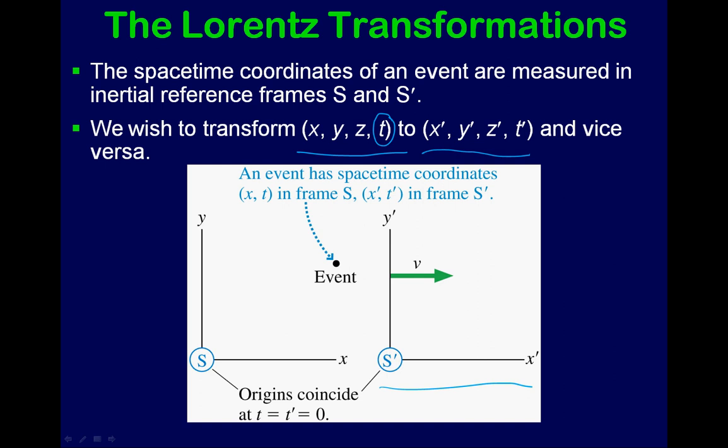Sometimes we talk about these as space-time coordinates. It's basically all the 4 coordinates of an event. Okay, an event has 4 things that represent it: its position, x, y, and z, and then its time.